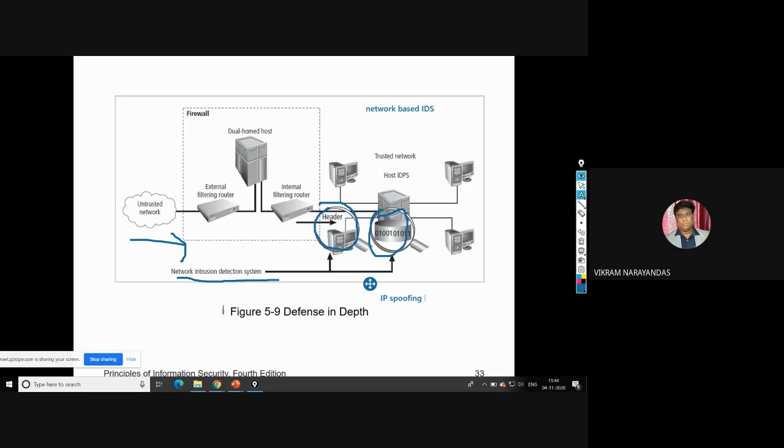It detects unusual activity based on your previous baselines. You can check which packet is going from the internal network and which packet is coming from the external network, that is, between the trusted network as well as the untrusted network. That is nothing but the network-based IDS, the network intrusion detection system.